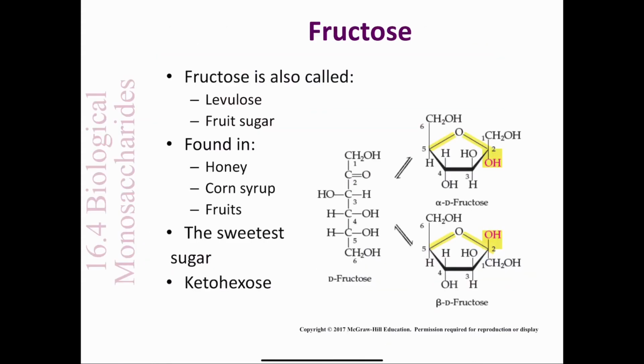Fructose, also called levulose or fruit sugar, is the sweetest of all sugars. It is found in large amounts in honey, corn syrup, and sweet fruits. The structure of fructose is similar to that of glucose. When there is a CH2OH group instead of a CHO, or an aldehyde group, at carbon 1 and a carbonyl group instead of a hydroxyl at carbon 2, the sugar is a ketose, in this case D-fructose.